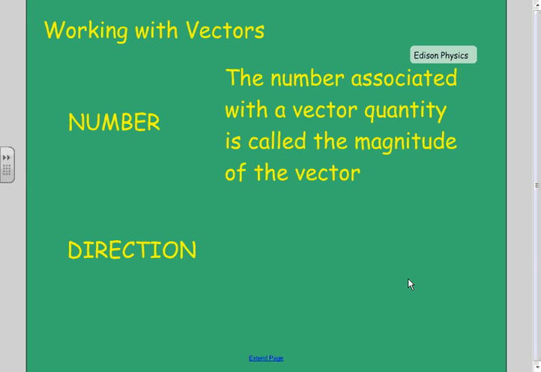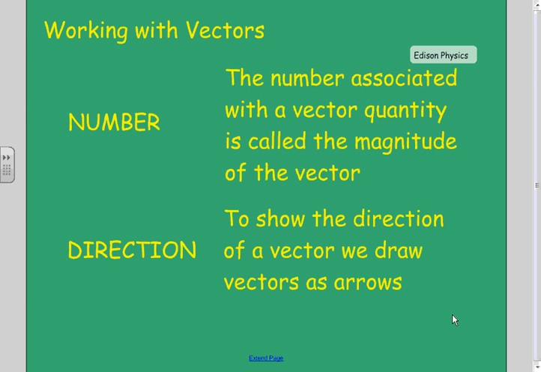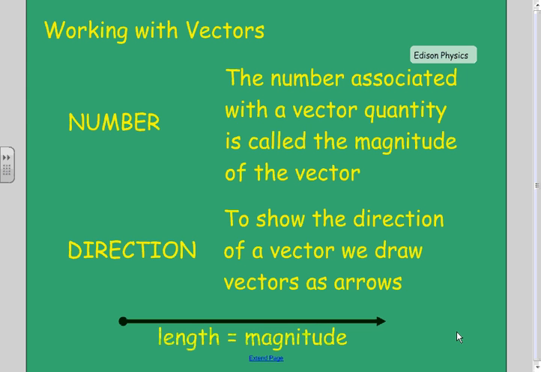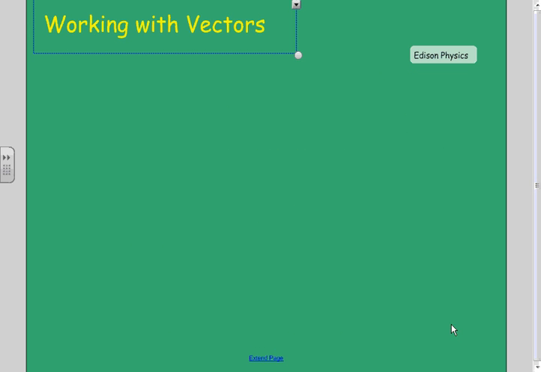Okay? Now, in addition to the number, we specify the direction. And when we draw vectors, and we are going to draw them, to show the direction of the vector, we draw them as arrows. Okay? So a vector is an arrow on the paper that has a length and a direction. Here's an example. All right, this vector points to the right, and the length of the vector is what we call its magnitude.